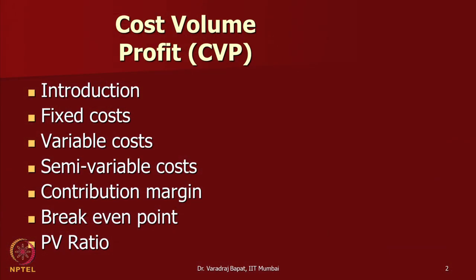So, let us go ahead with our module. Here we are going to discuss fixed, variable and semi-variable cost, which we have just discussed. Then we will see what is a contribution margin, and then we will also discuss break-even point, PV ratio, and in the next module, we will also see how these classifications can be used for decision making. Today also, we will try to solve some small cases based on our understanding of variability of costs.